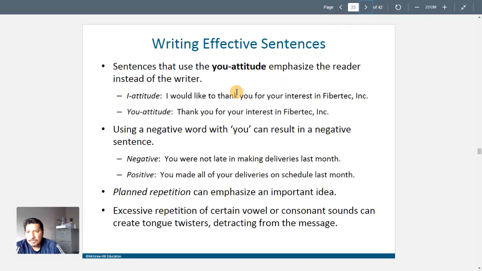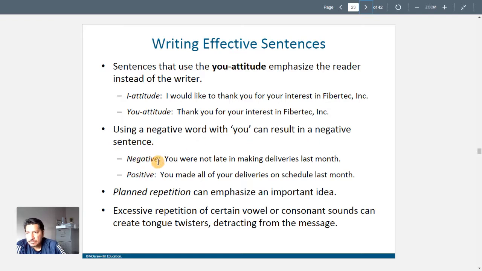Now, writing with the you attitude. Remember, we talked about it in our first lecture: the you attitude puts your reader first. Talk about the benefits, their benefits. For example, thank you for your interest in the product, like Fiber Tech Corporation. Using a negative word with you can result in a negative sentence.